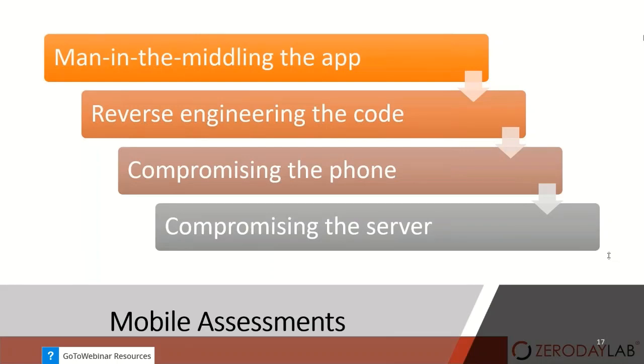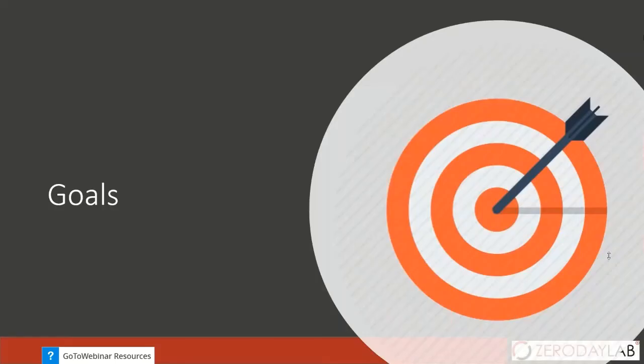Mobile assessments, we try to man in the middle. Once again, we try to steal whatever is on the phone. We try to actually reverse engineer the code and not just run some binary analysis. We try to compromise the phone or even use the phone to compromise the backend server. So we go the extra mile.